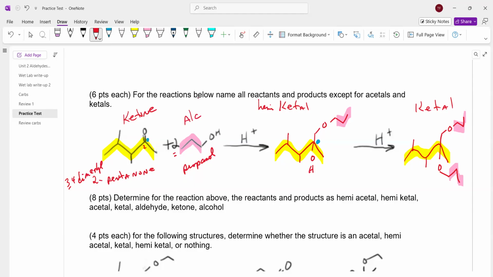Okay, so determine for the reaction above the reaction products as hemiketal, ketals, acetals, aldehydes, ketones, alcohols. So we've almost already done that. Actually, I think I've done everything here. Alcohol, yeah, got all the parts labeled.